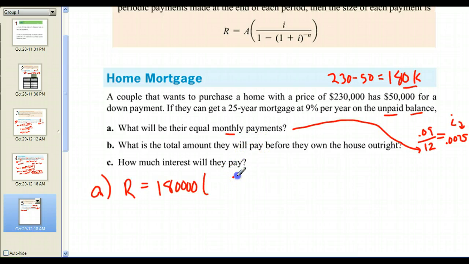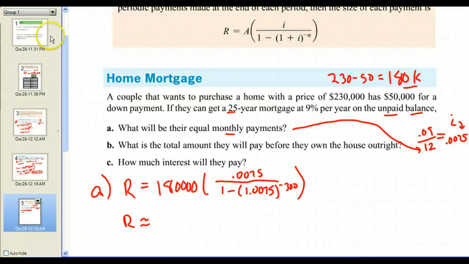So 0.0075 up top. On the bottom, we got 1 minus. Alright, and again, 1 plus I is 1 plus 0.0075, so I'm just going to go ahead and write 1.0075. Same reason we've been doing that. Alright, and then close parentheses, once again, N is going to be 25 times 12, so negative 300. Alright, and there's our formula that's going to give us R. I'm going to approximate it. I'm going to throw all this into my calculator, and that'll give me the amount.